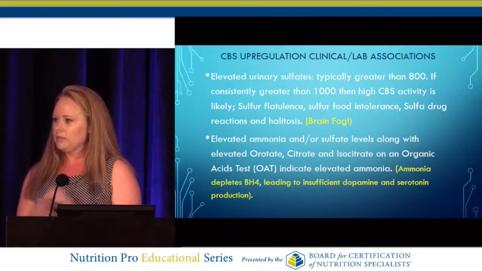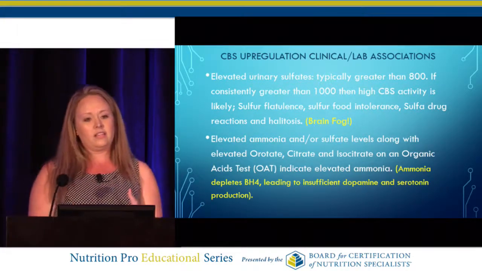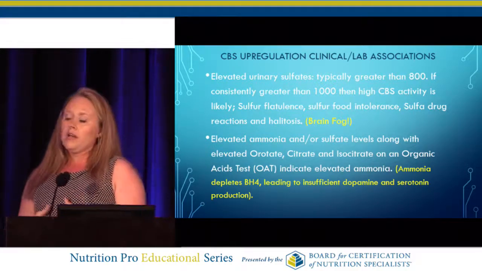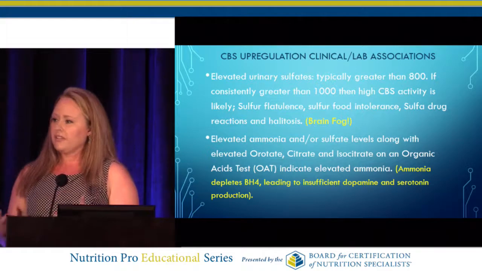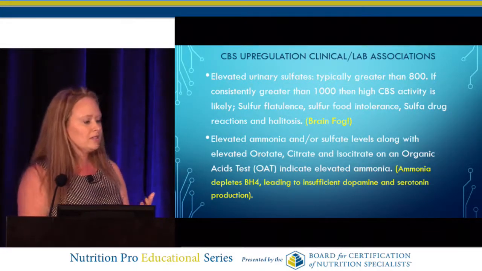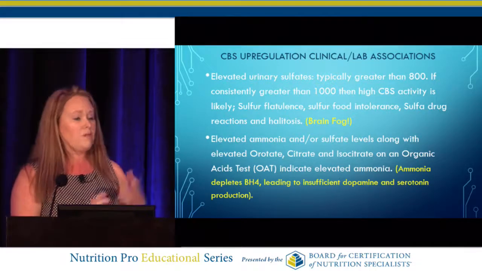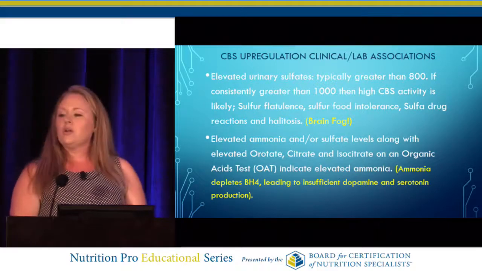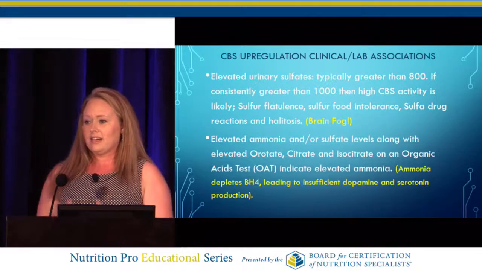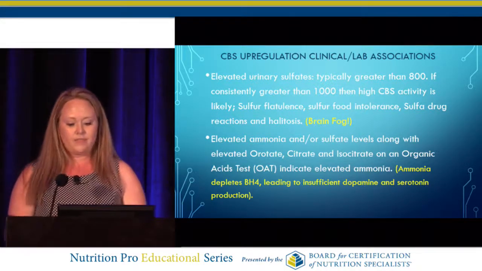So we look on a genome test and we say, okay, this person has a CBS upregulation. Is that all we need to do? No, we need to use our clinical expertise. We need to check, in this case, for urinary sulfates. If we're between the 800 and 1,000 range or higher, then that gives you nice confirmation that there is CBS upregulation. These people are going to have sulfur drug sensitivities, halitosis, sulfur food intolerance, and brain fog from all of that extra ammonia. When we want to check for ammonia levels as nutritionists on an organic acids test, we're going to look for elevated orotate, citrate, and isocitrate.